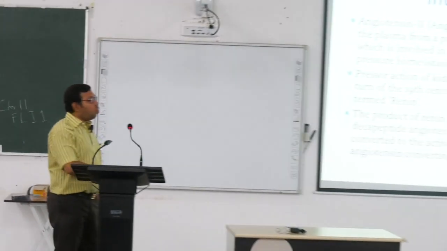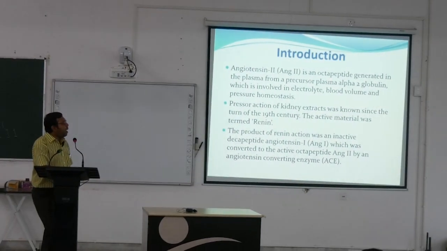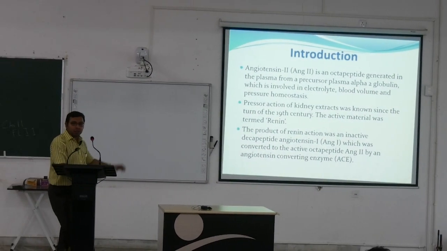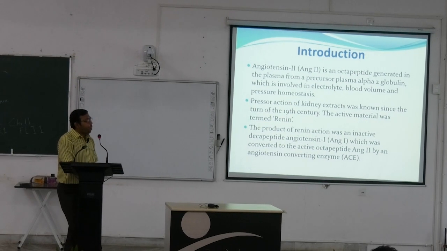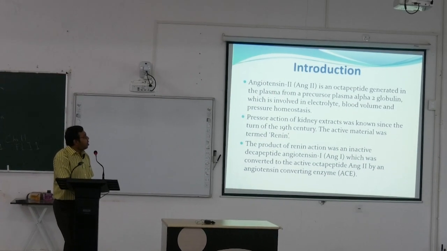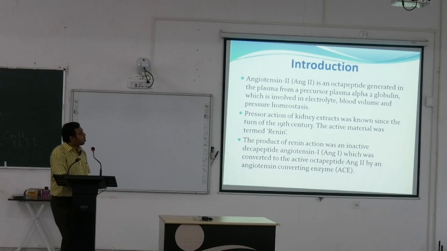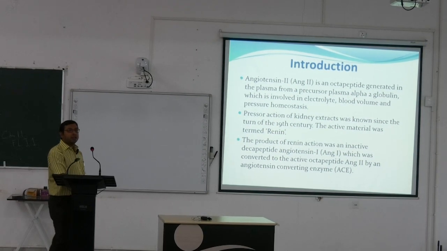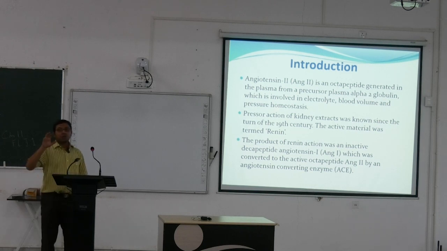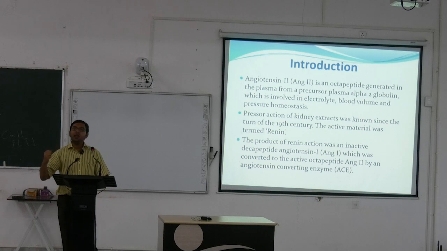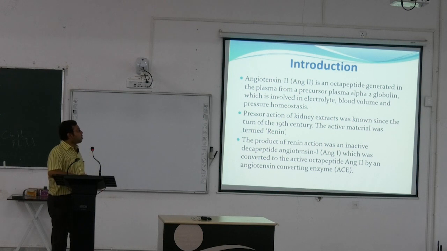Angiotensin 2, what I am telling you is the main part of this system, is basically an octapeptide. It is generated in the plasma from a precursor, plasma alpha-2 globulin, secreted from the liver, which is involved in electrolyte, blood volume and pressure homeostasis. So this system maintains the electrolyte balance, the blood pressure, and the pressure homeostasis.